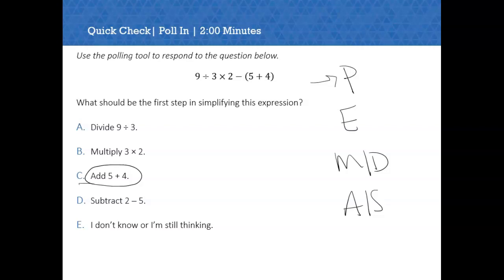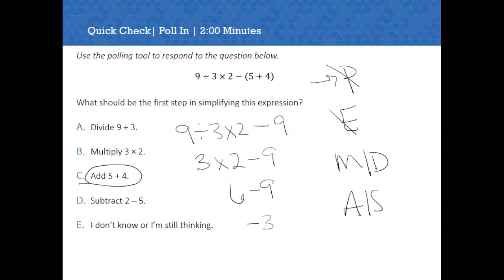So let's go ahead and work the problem. So 9 divided by 3 times 2 minus 5 plus 4 is 9. There are no exponents. So multiplication and division is on the same line here because you actually do them left to right, depending on what comes first. So in this problem, the 9 divided by 3 comes first. So we do that first. 9 divided by 3 is 3 times 2 minus 9. Now we look at this and we see multiplication still here, so we do 3 times 2 is 6. So 6 minus 9. So our last step is 6 minus 9, which is negative 3.